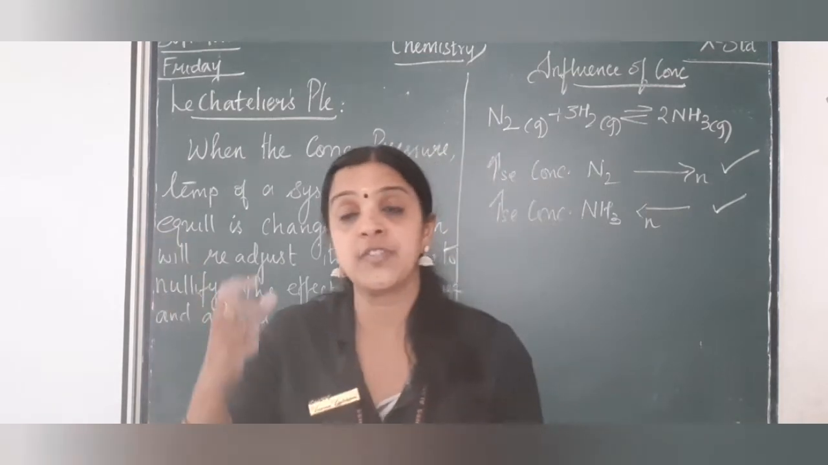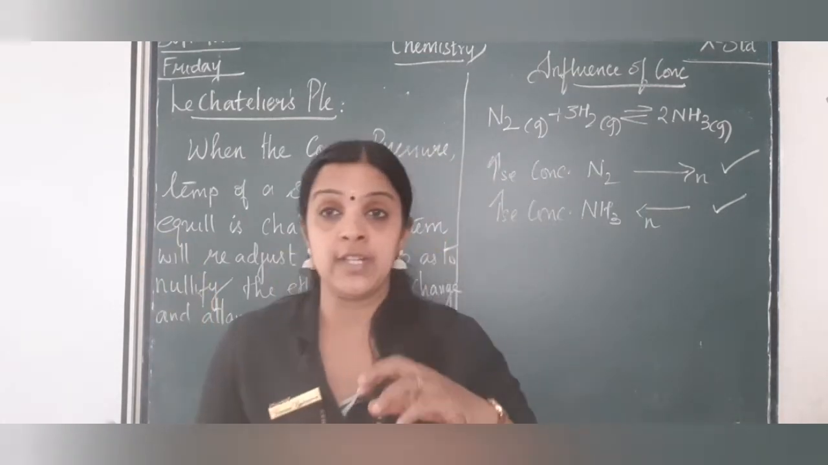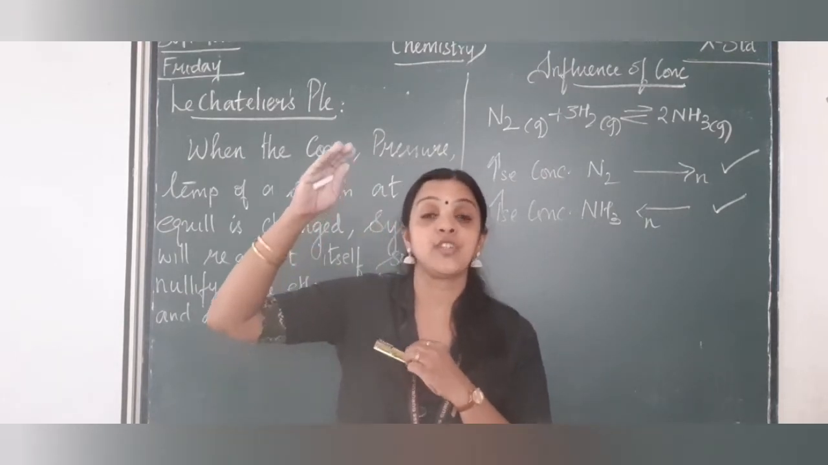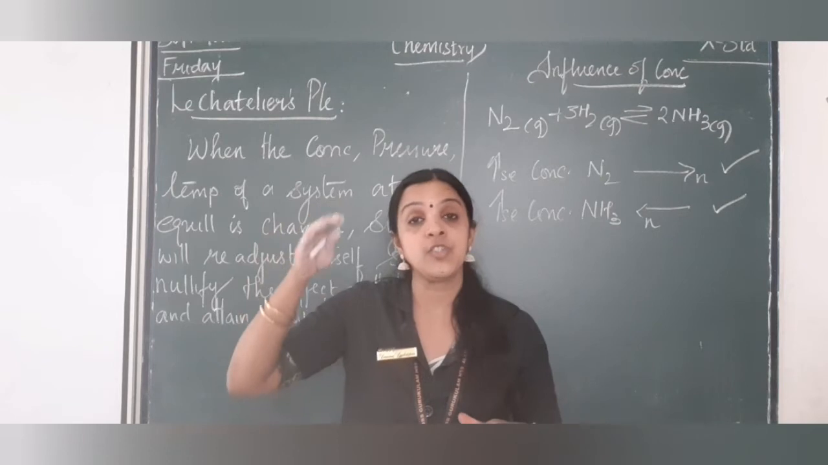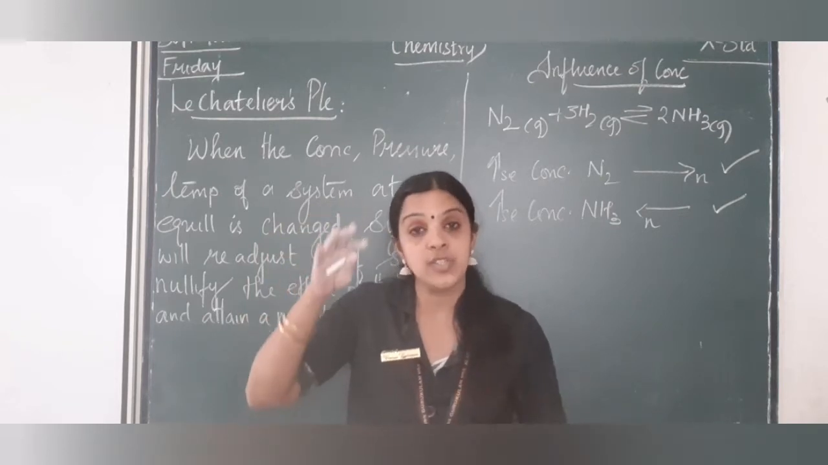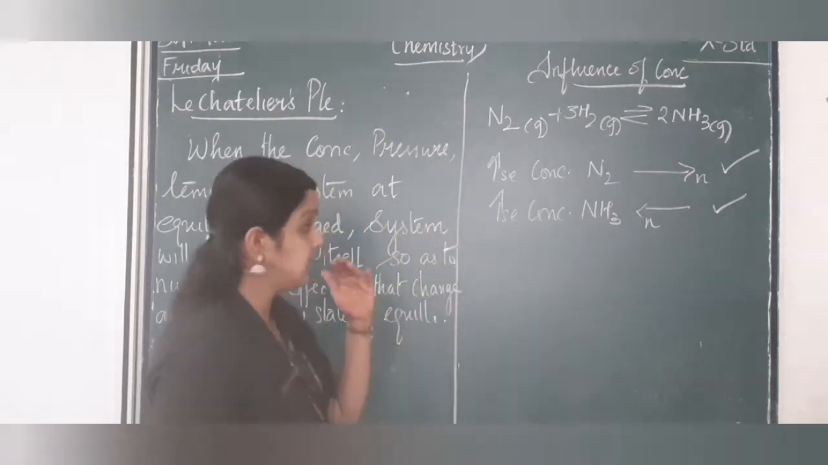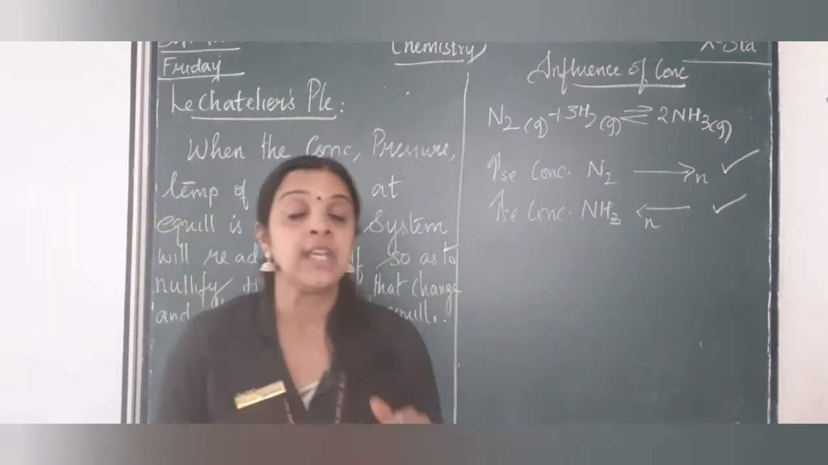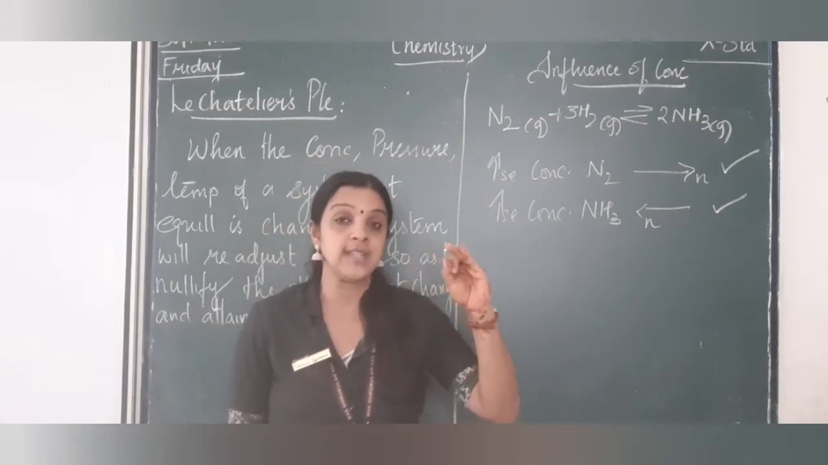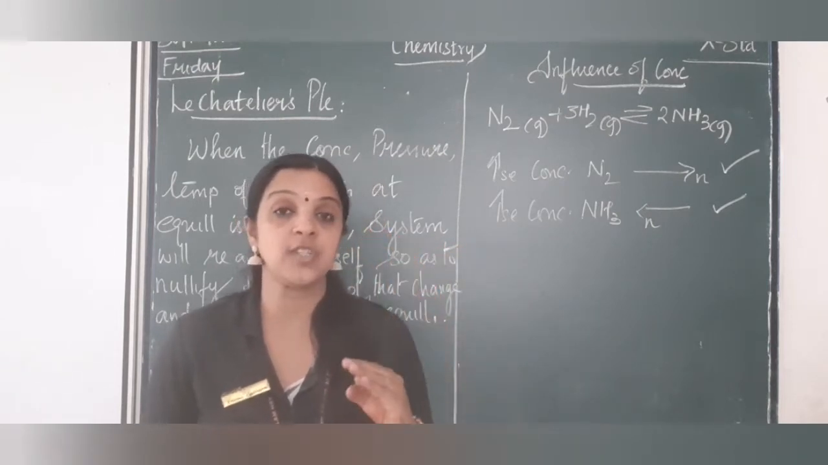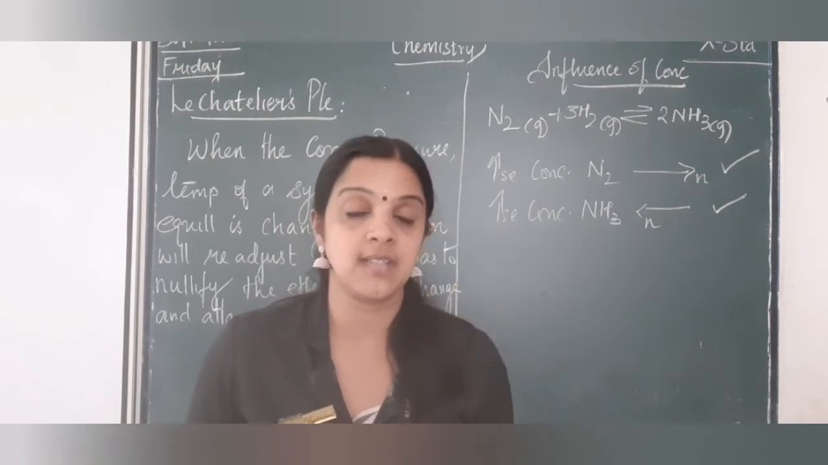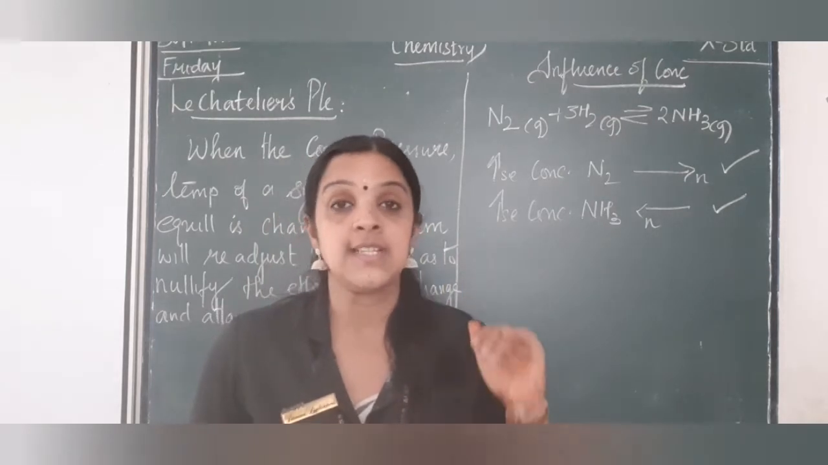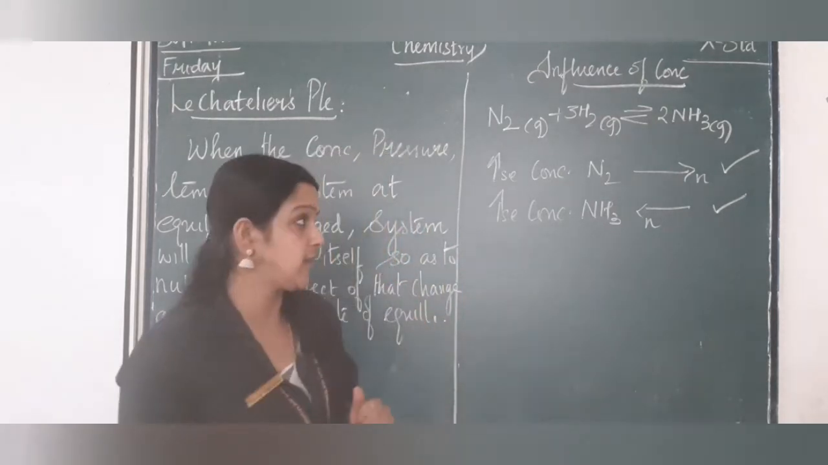When there is more concentration, more temperature, or more pressure, what happens? The system will adjust so that the increase in pressure becomes less, the increase in temperature is balanced, the increase in concentration is reduced. How does it work? Let us see. There are some factors which are affecting the chemical equilibrium: concentration, the second one is pressure, third one is temperature, and fourth one is catalyst. Concentration, pressure, temperature, catalyst. So let us focus on concentration.